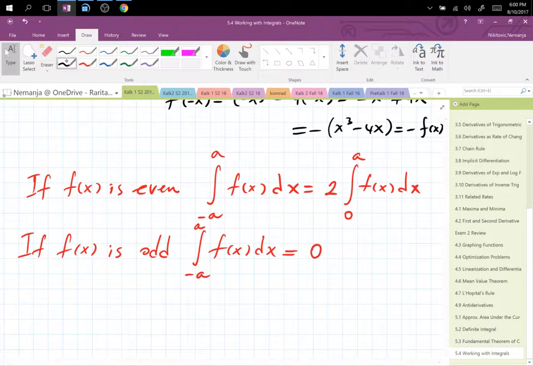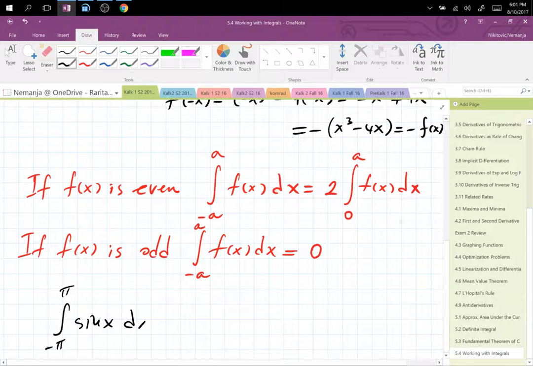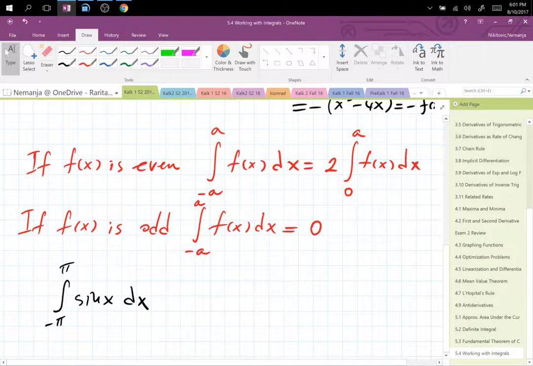So to illustrate this, let's say you have the integral from negative pi to pi of sine x dx. What kind of function is sine?